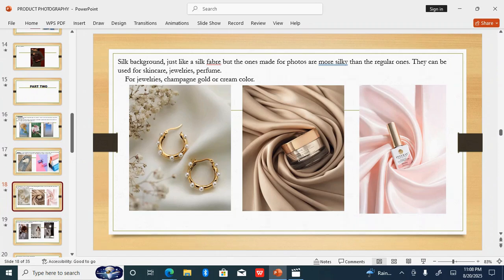So like this now, we have silk background. Silk background is mostly used by drawing vendors. It is like a fabric, but it's more silky than the regular ones. For a drawing vendor, you want to use something like a champagne gold or a cream color. You also want to use a color that is very cool, not a neutral color.